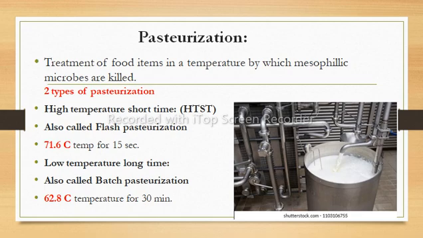High temperature short time, also called flash method, in which 71.6 degrees centigrade temperature for 15 seconds is given to food items, and low temperature long time, also called batch pasteurization, in which 62.8 degrees centigrade temperature for 30 minutes is given to food items to achieve sterilization.